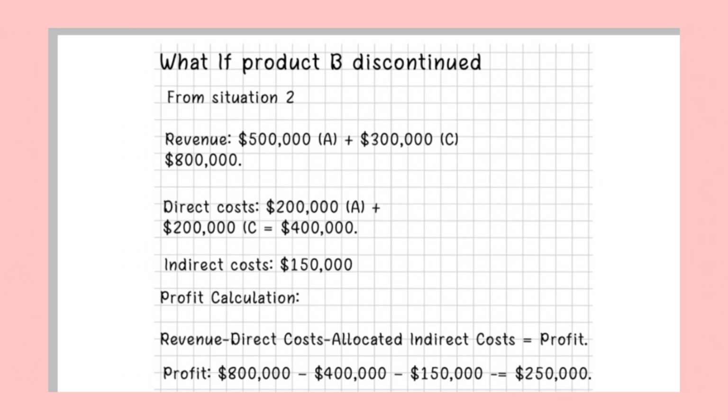Okay, as we know from situation 2, the product B profit is a loss of around $10,000. So, what if product B is discontinued? Product A and C have to absorb the indirect cost of product B, a total of $16,000. So first we calculate the revenue, $500,000 of product A plus $300,000 of product C is equal to $800,000. Now we calculate the direct cost, $200,000 of product A plus $200,000 of product C is equal to $400,000.